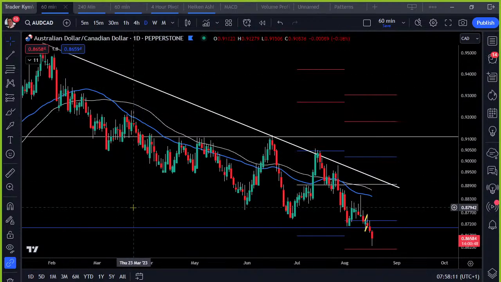Right, on that note, I shall leave you. Oh, I haven't looked at the indices. Quick look at the indices then.